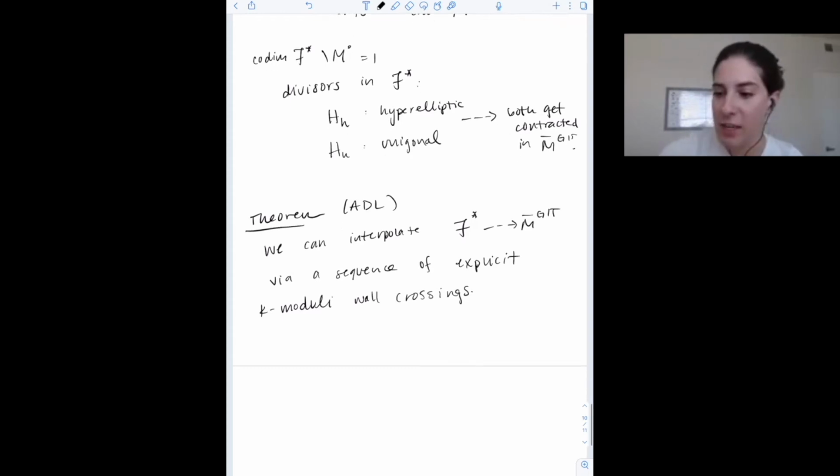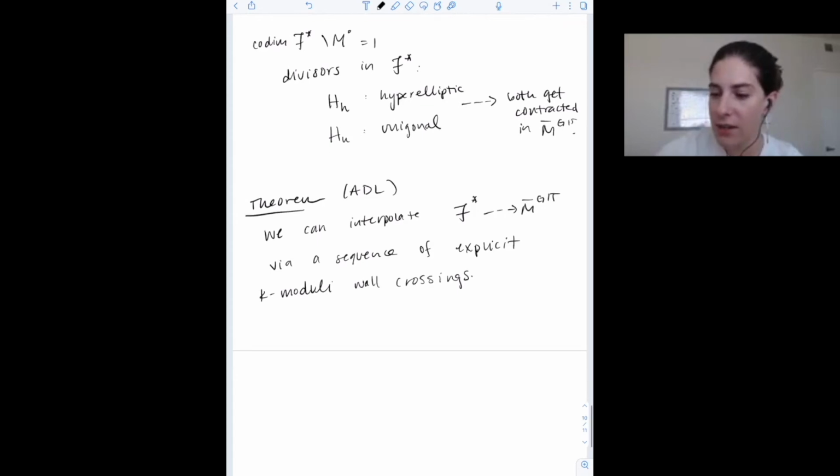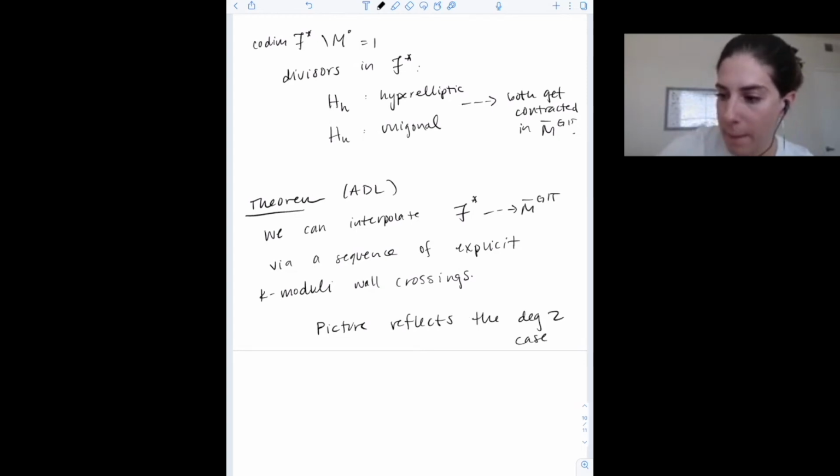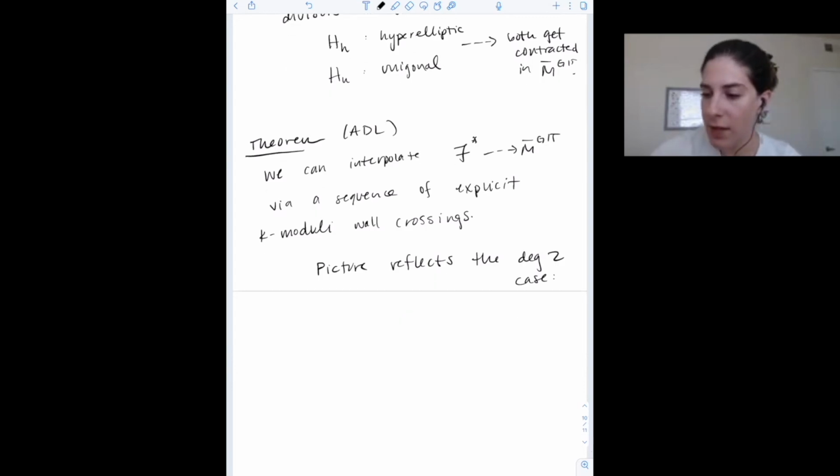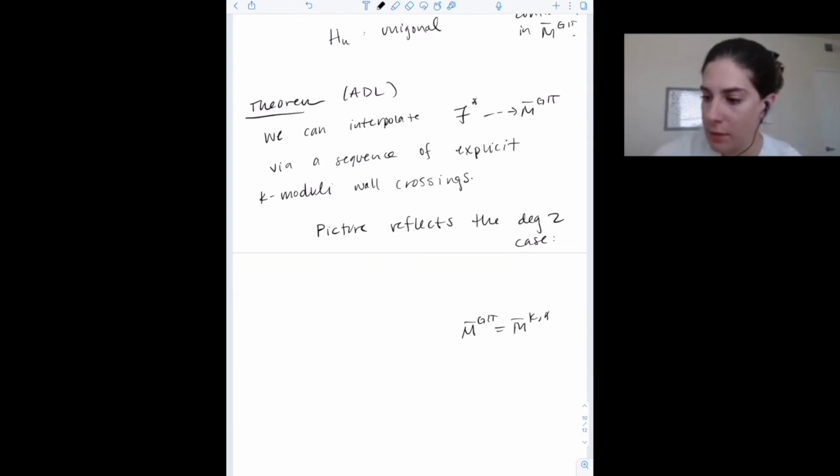But the key of this picture is that the picture looks very similar to the degree 2 case. And by that I mean we have the GIT moduli space of quartic surfaces, and that happens to coincide with the K-moduli space of pairs. So this is the space of pairs (P3, alpha S), when alpha is sufficiently small.